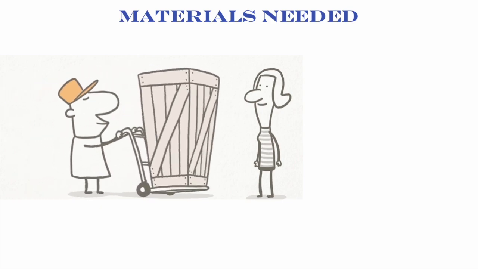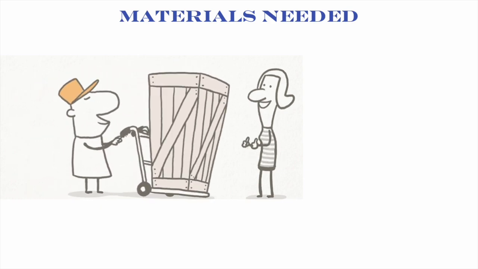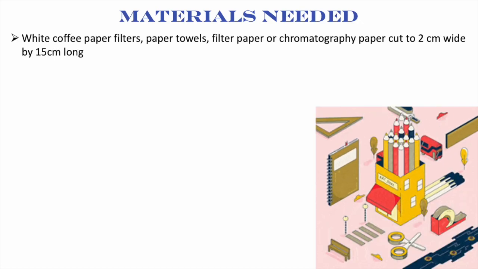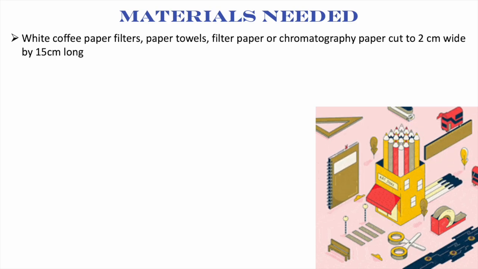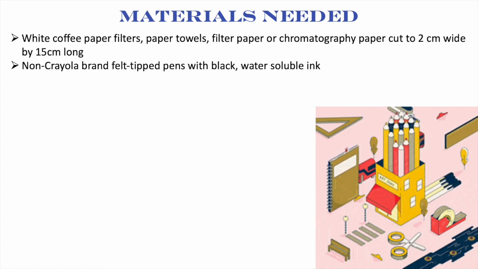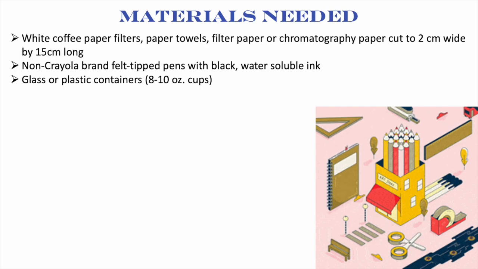For this experiment, you need the following materials: White coffee paper filters, paper towels, filter paper or chromatography paper cut to 2 cm wide by 15 cm long. Non-Crayola brand felt tip pens with black, water-soluble ink. Glass or plastic containers, 8 to 10 ounce cups.